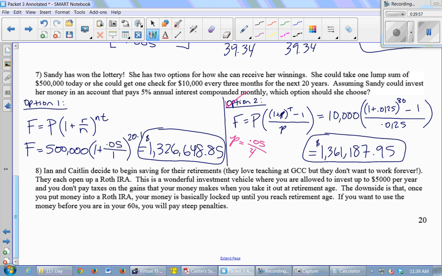The downside, though, is that once you put your money into a Roth IRA, it's basically locked up until retirement age. If you want to use the money before that, you have to pay steep penalties. There are certain exceptions, like if you're going to buy your first house, I believe you're allowed to take some of that money. Yeah. Education and medical also, yes. There are certain exceptions.